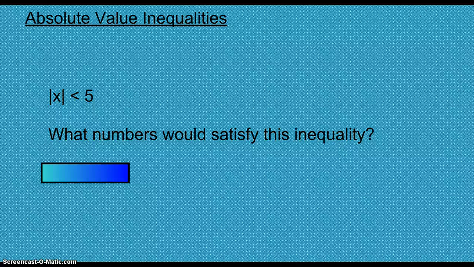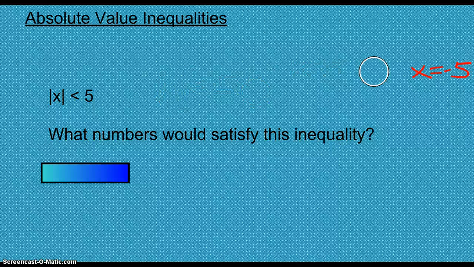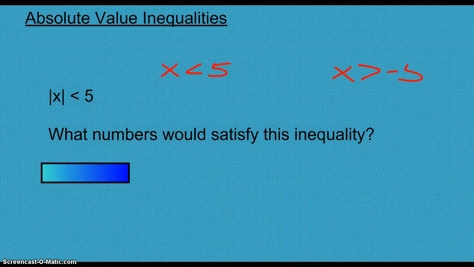Let's say we had the absolute value of x equals 5. We would set x equal to 5 and x equal to negative 5, and those would be our two solutions. We're going to do a very similar thing here, where now that it's an inequality, we're going to split it up into two cases again. So x is less than 5 and x is greater than negative 5. So we have to flip the sign and use the negative version.